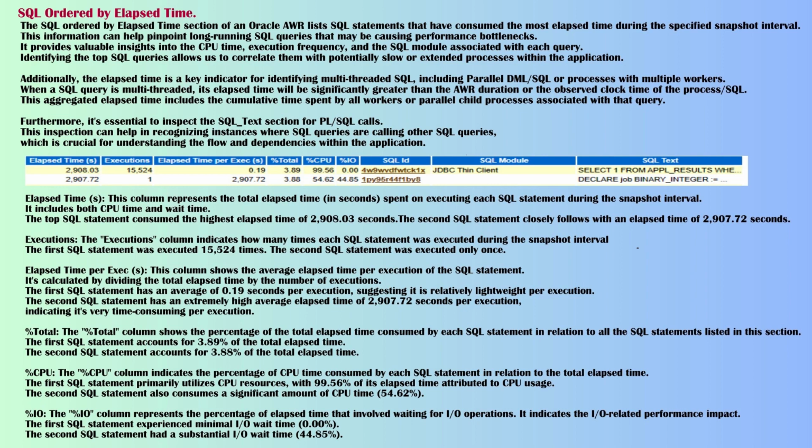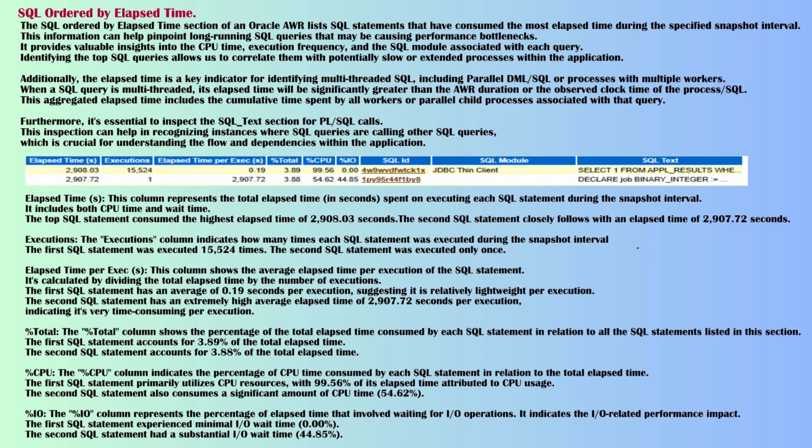Additionally, the elapsed time is a key indicator for identifying multi-threaded SQL, including parallel DML/SQL or processes with multiple workers. When a SQL query is multi-threaded, its elapsed time will be significantly greater than the AWR duration or the observed clock time of the process/SQL. This aggregated elapsed time includes the cumulative time spent by all workers or parallel child processes associated with that query. Furthermore, it's essential to inspect the SQL_text section for PL/SQL calls. This inspection can help in recognizing instances where SQL queries are calling other SQL queries, which is crucial for understanding the flow and dependencies within the application.